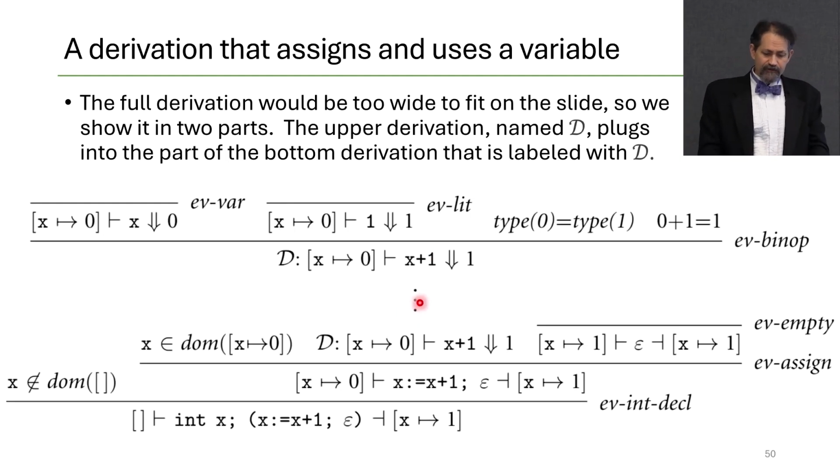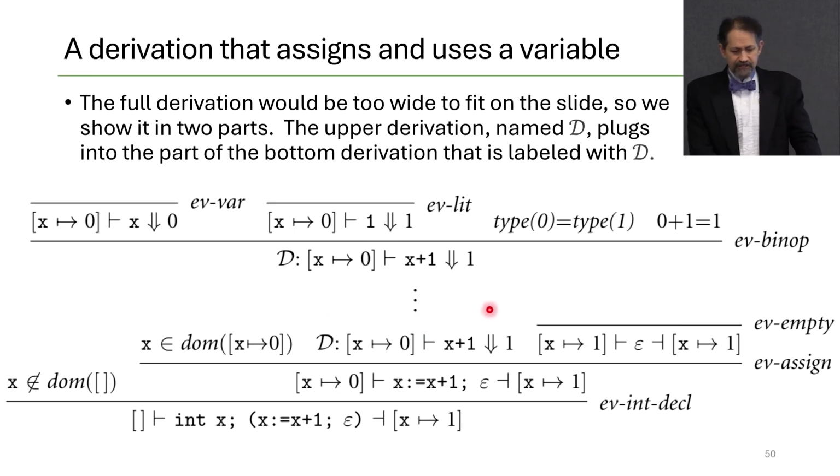So we can now go and evaluate this part. That's actually exactly just expression evaluation, and so we evaluate the variable x down to 0, which is true because we have the environment x gets 0. Similarly, 1 evaluates to 1. That's just the literal rule. The type of 0 is the type of 1. They're both integers, and so we can add them. 0 plus 1 is 1. That gives us the core derivation that tells us the right-hand side of the assignment.